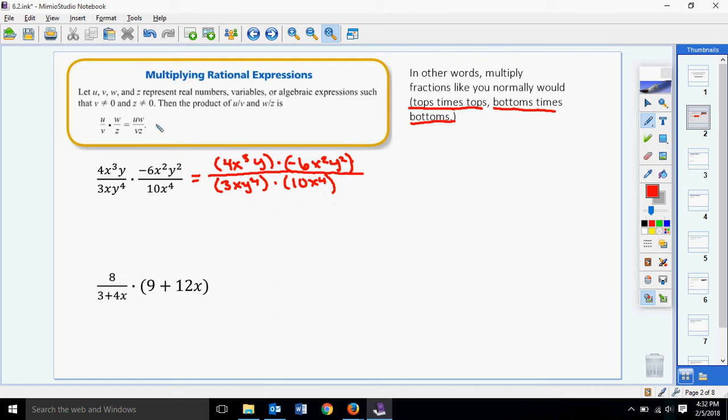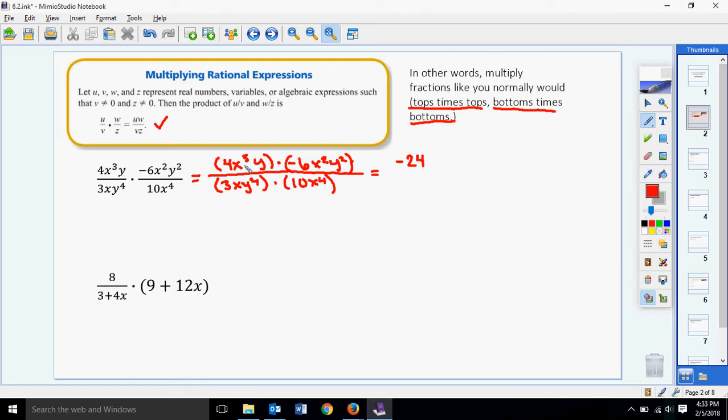This is what my rule up here is talking about. My u times my w, my v times my z. Now u, w, v, and z just represent either numbers, variables, or even algebraic expressions. So like in this problem, I'm multiplying algebraic expressions. So if I'm going to do this, it's important to remember my power rules. Well, we can multiply coefficients just like we would normal numbers. So 4 times negative 6 is just negative 24.